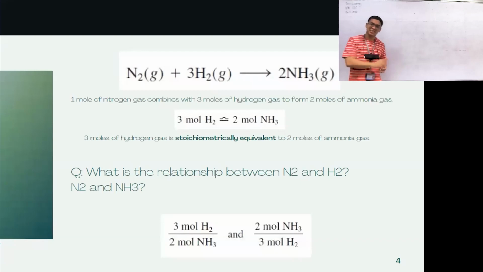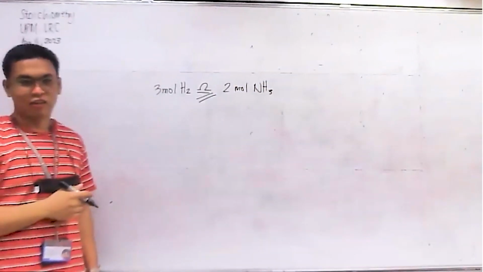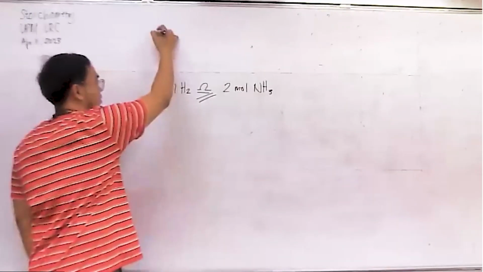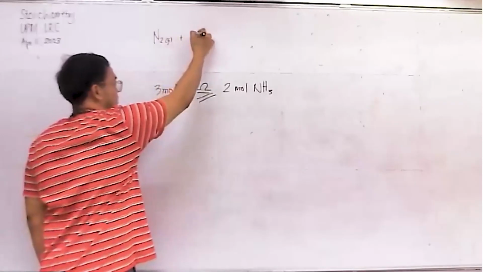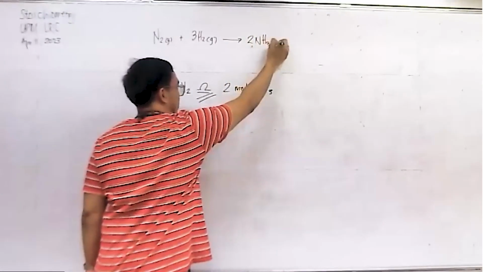The next one is very easy. The relationship of hydrogen gas and ammonia gas: you have 3 moles of hydrogen gas, and it's stoichiometrically equivalent, we use this symbol to denote equivalence in stoichiometry, to 2 moles of NH3. How about nitrogen gas and hydrogen gas? We just rewrite the equation: N2 gas plus 3H2 gas results in 2 moles of ammonia.